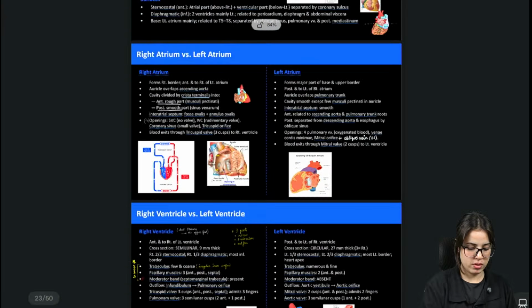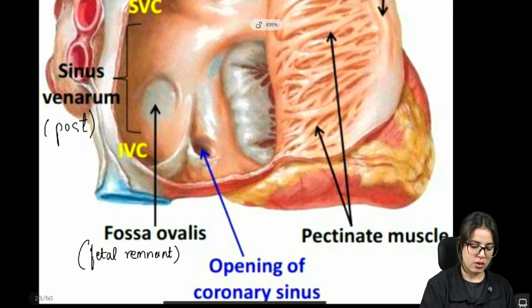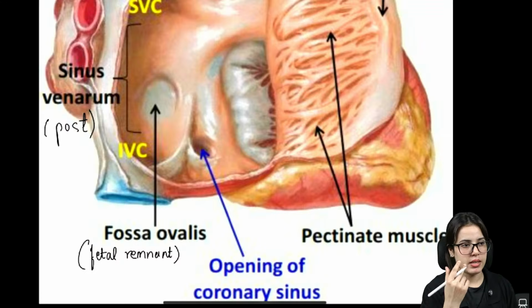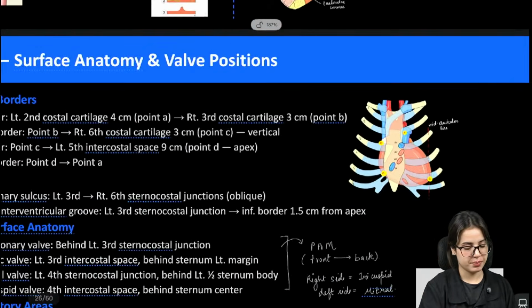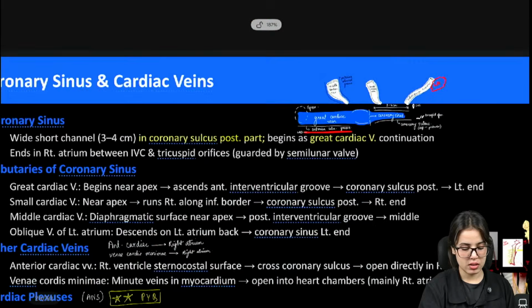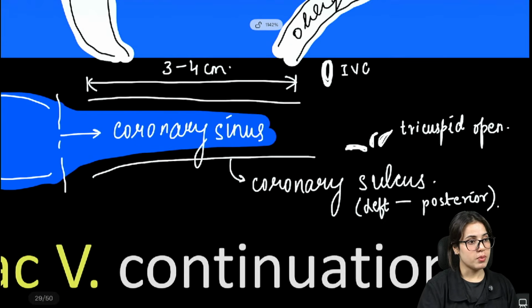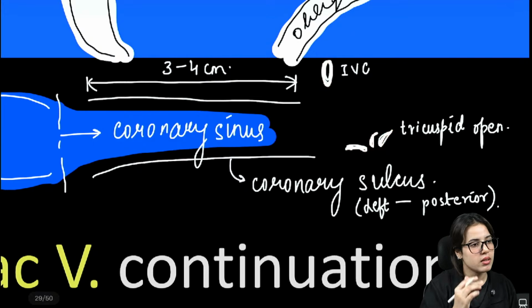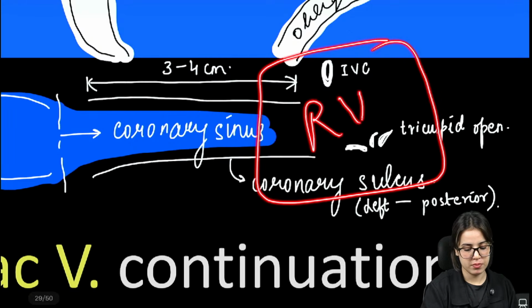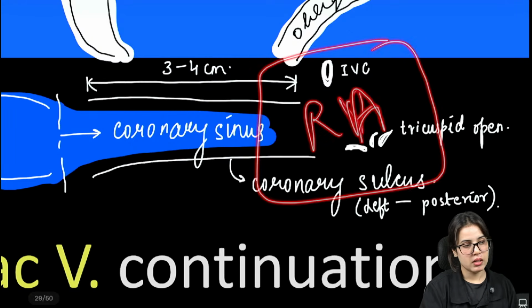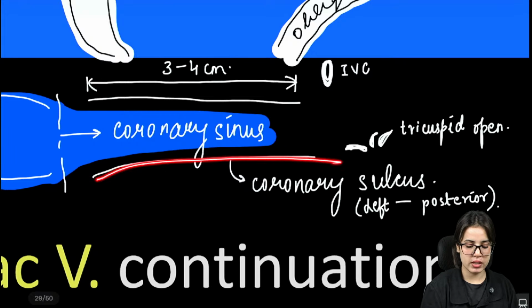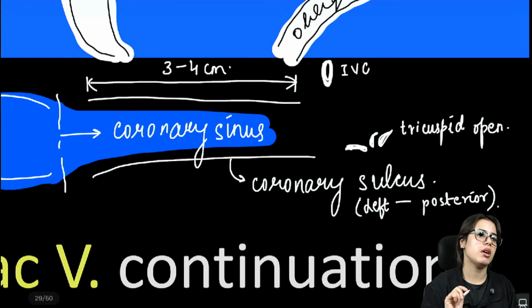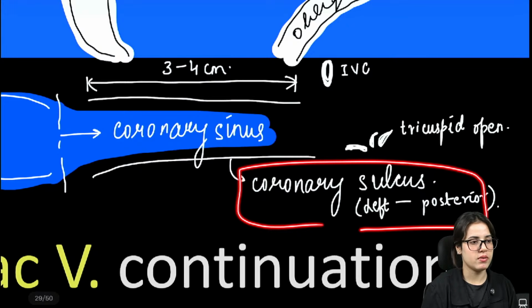If you don't remember, I'll tell you. Look, the opening of the coronary sinus, right? We studied this yesterday. So this is how it's formed. It opens here between the IVC and the tricuspid orifice, somewhere here in the right atrium. It also follows the coronary sulcus, the left posterior part of the coronary sulcus, not the anterior part. This is where it's situated.